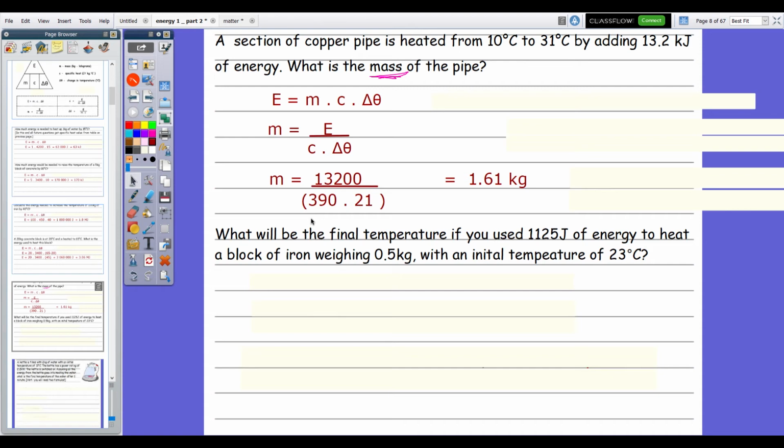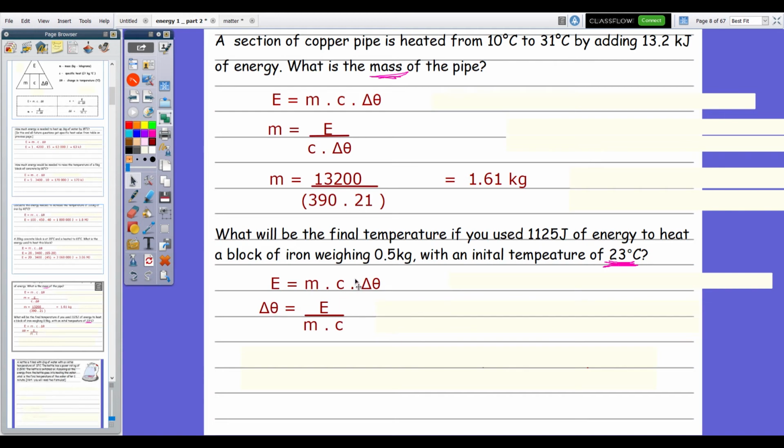What will be the final temperature if you used 1125 joules of energy to heat a block of iron weighing 0.5 kilograms with an initial temperature of 23? So we've been told the start temperature, but we've been asked to find the end temperature. So clearly what we need to find is delta theta. Once we get delta theta, that will give us our answer. We need to calculate delta theta first. E equals mc delta theta. This time we're rearranging for delta theta. Delta theta equals E over mc.